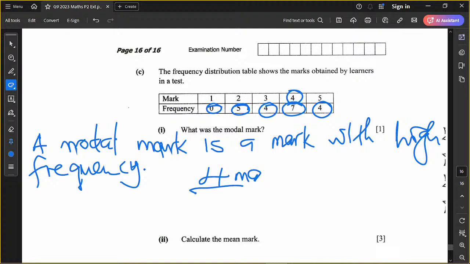Okay, then we come to the next question. If you don't have questions, you write 4. Don't write 7, write 4, because they are asking for the modal mark. You usually write the actual mark. If they are saying colors, and blue had 7, then we write blue, the thing that got the higher frequency.